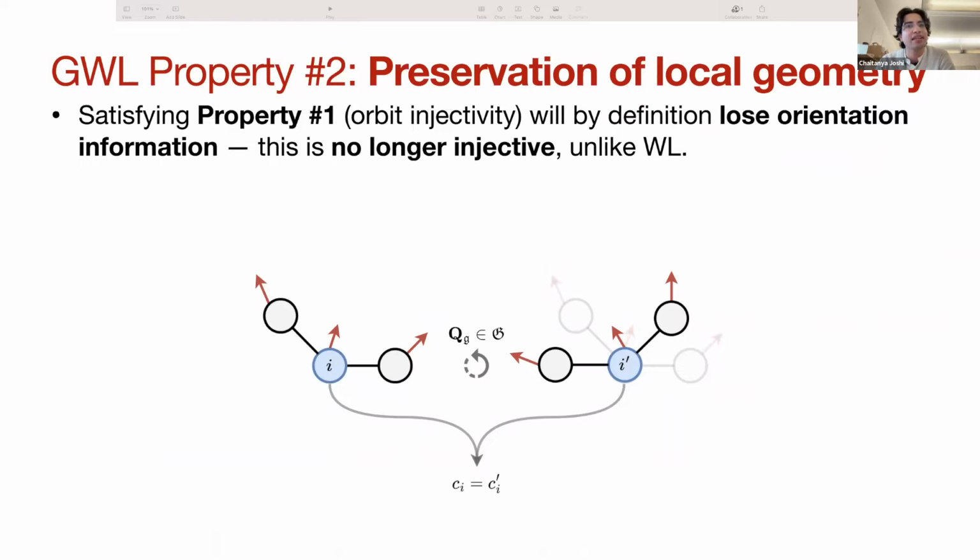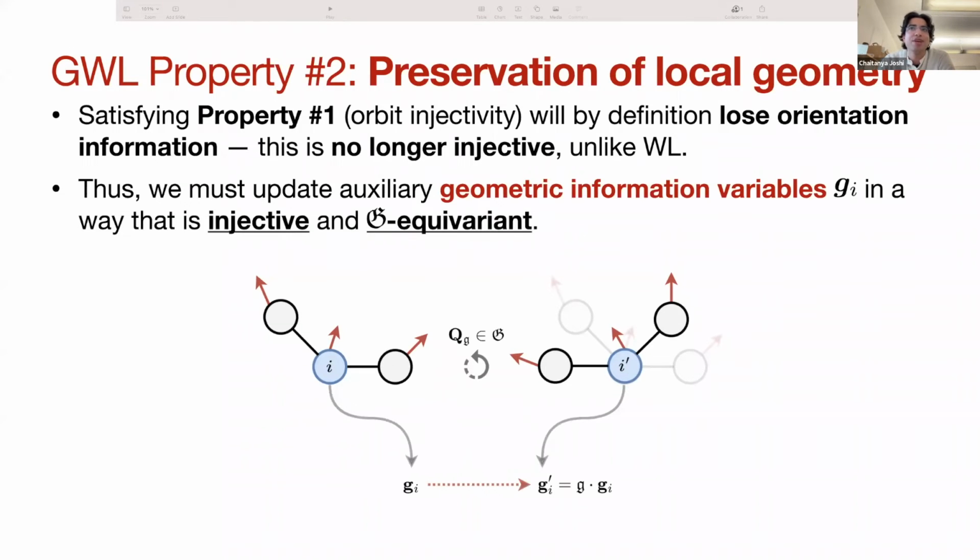So then the other property is regarding preserving orientation. And this is important because, as we said, satisfying property one, the coloring or the fingerprint will by definition lose information about the orientation because it's invariant, right? And that would mean that the test would no longer be injective, unlike WL. So in order to have an injective component to the test from one iteration to the other, we introduce auxiliary geometric information variables called g_i for node i. And we'd like to make their aggregation injective as well as equivariant.